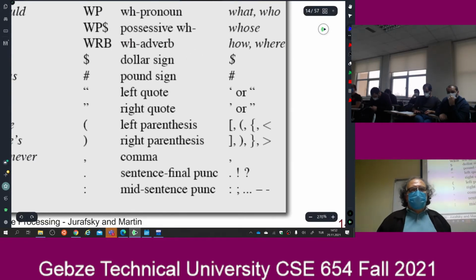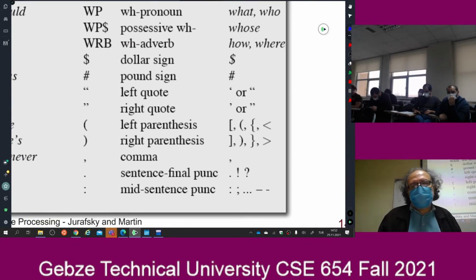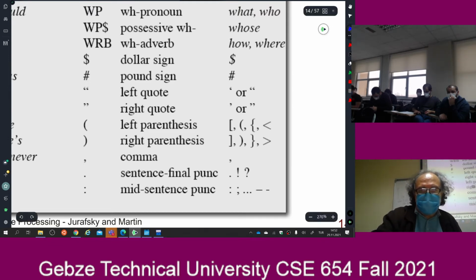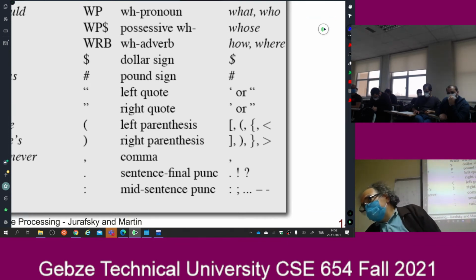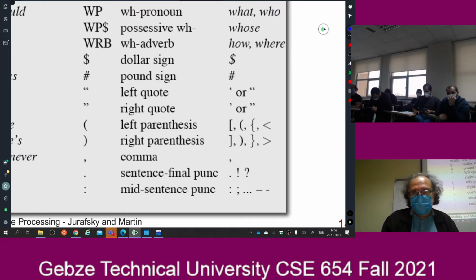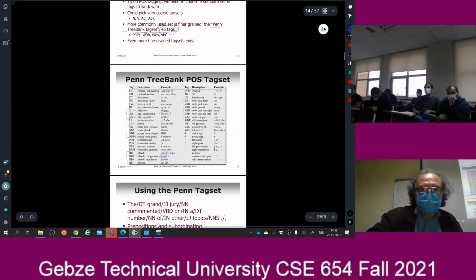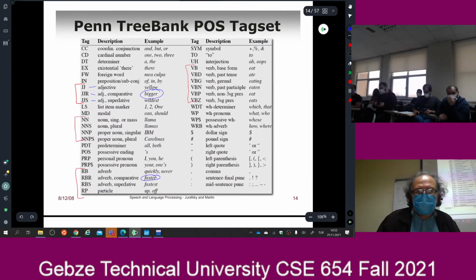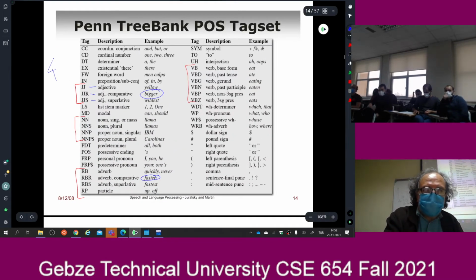Dollar sign has its own tag. Pound sign, for some reason. Left quote, right quote, parentheses. Sentence final punctuation is different for this kind of stuff, and mid-sentence punctuation. What are these? Colon, semicolon, ellipses, and etc. Em dash. Okay, good. So this is the Penn Treebank, a total of 45 tags.